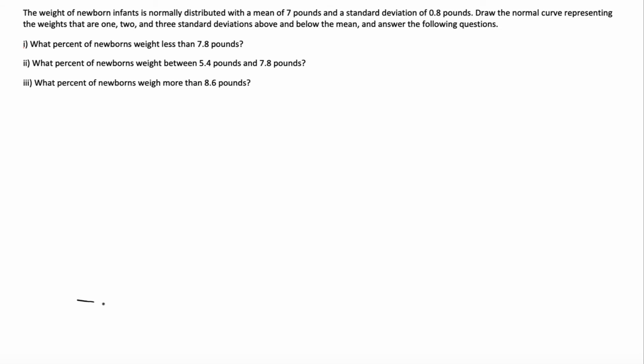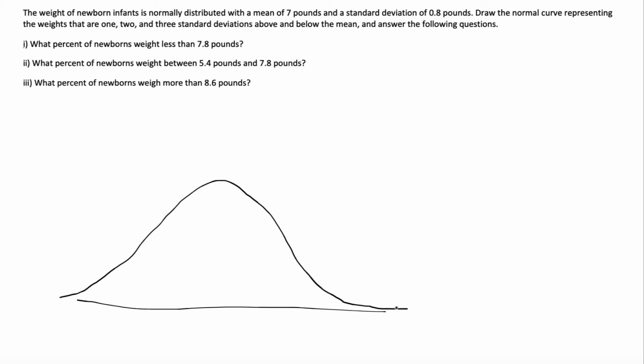So we'll draw the horizontal here. We'll draw the normal bell-shaped curve. Okay, don't need to be exact here, but it helps to try to draw a nice symmetrical curve here. Right, so this is the mean, right? This is the middle point. This is also the median and the mode.